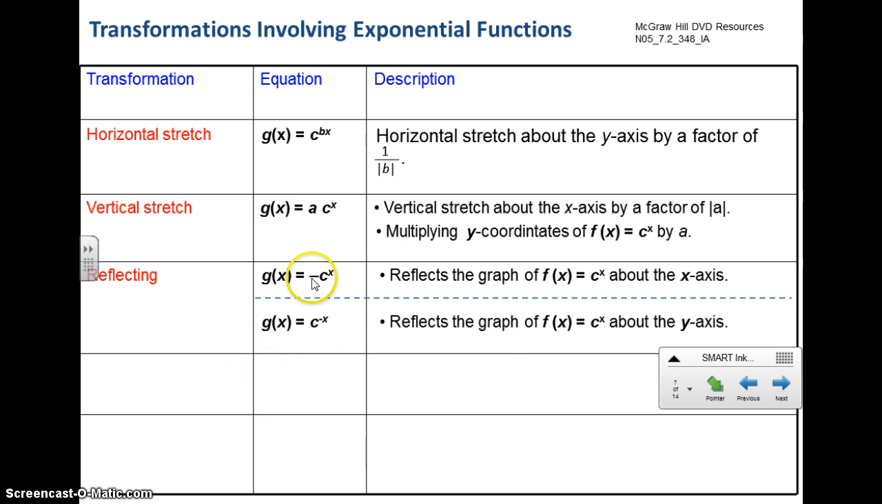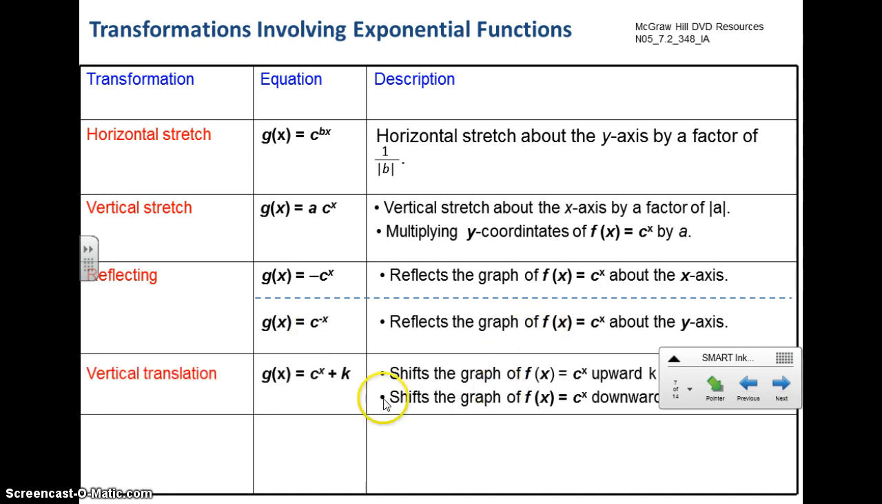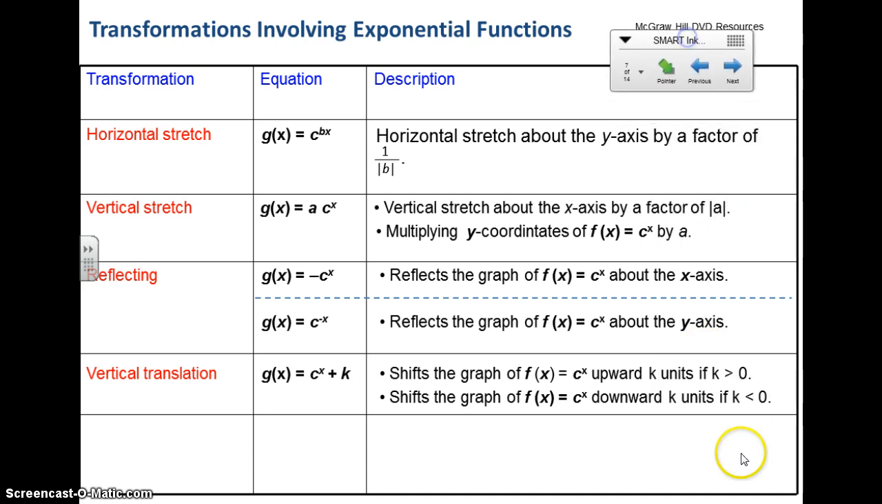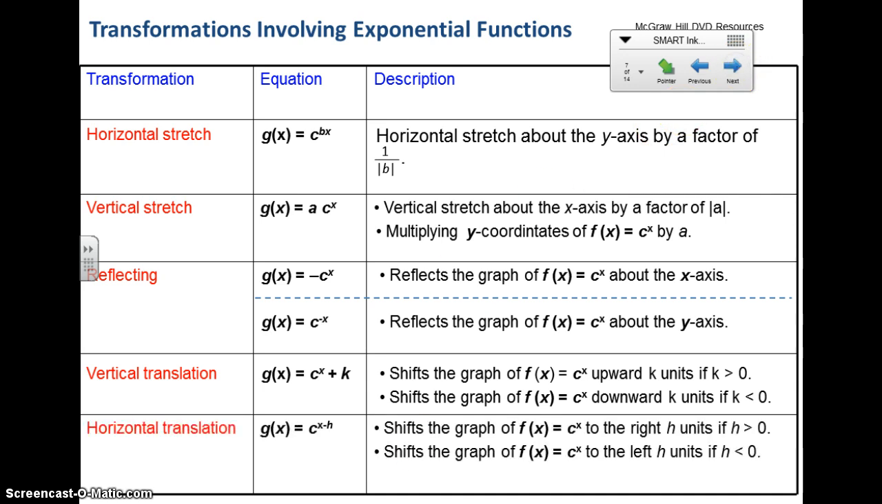Well, if we see a negative on the outside, it reflects on the x-axis, and a negative on the x value reflects it about the y-axis. Vertical translation, the k shift. And lastly, we have the horizontal translation, which works on h.